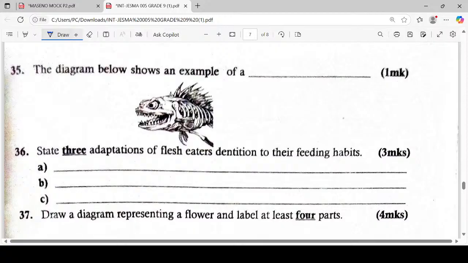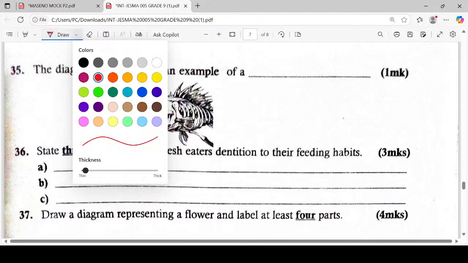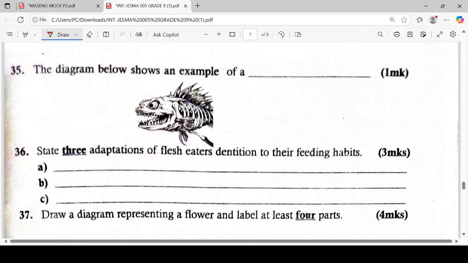We are going to question number 35. The diagram below shows an example of a dash. I know some of you can jump into saying a fish. No. When you look at it well, it is an organism that has its teeth well shown. The teeth are of the same shape and size. So this one is an example of a homodont.